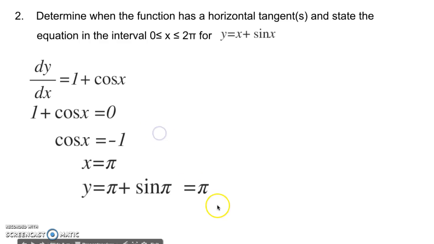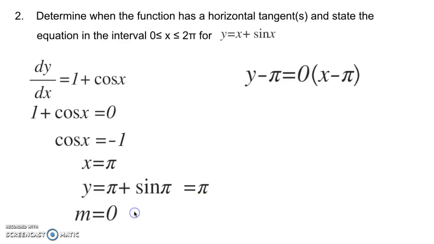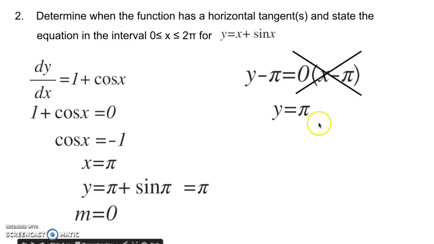Once we plug pi into the original function, we get the y value we need, which would be pi plus sine pi, or simplified, just pi. The slope value is just 0 in this case. So the point slope form would be y minus pi equals 0, x minus pi. Once the 0 is distributed, you can move pi over and simplify to get y equals pi.